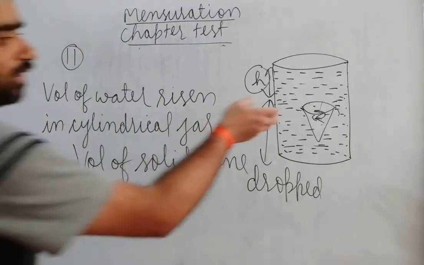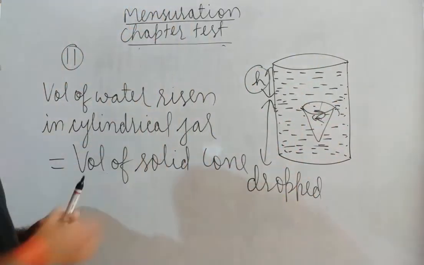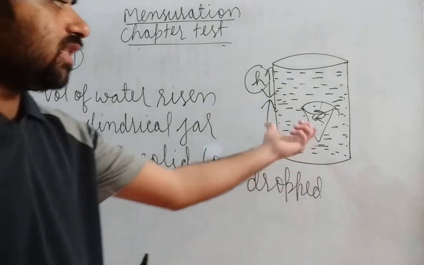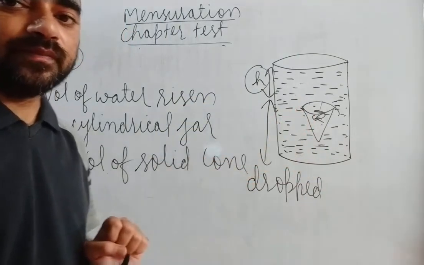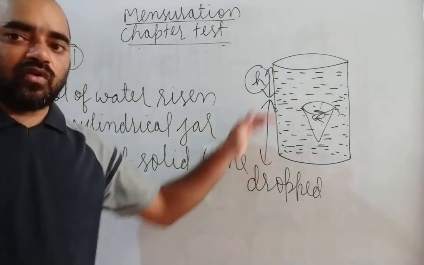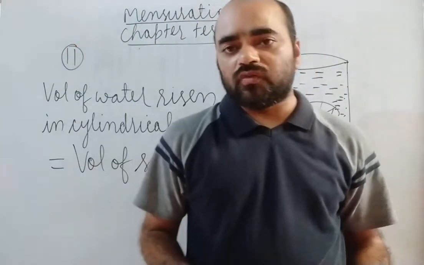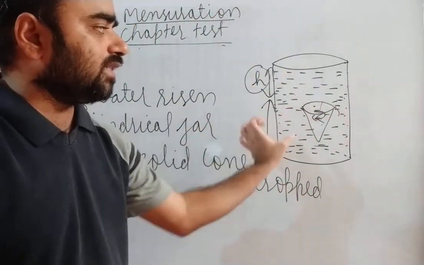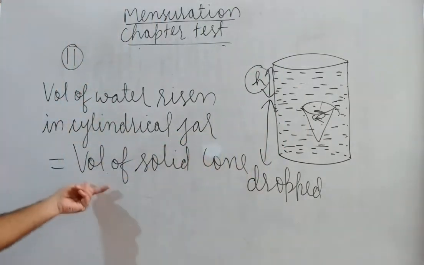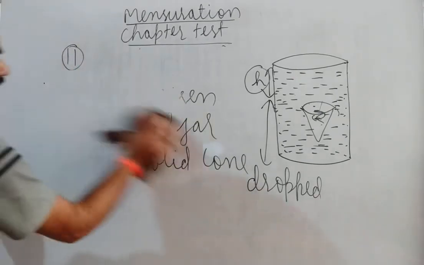Now, when the amount of water rises or lowers, what is the shape of the water risen? What is the shape of the water risen or lowered when the container is cylindrical? Cylindrical shape. Water is filled in the cylindrical jar. It means whenever the water rises or lowers, the shape will be cylindrical, and that will be equal to the volume of the solid cone dropped. Clear? So we have to apply that concept. Okay, this we have written.